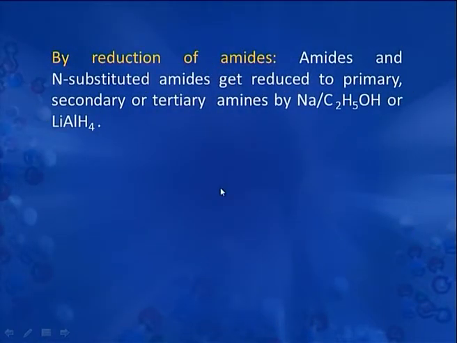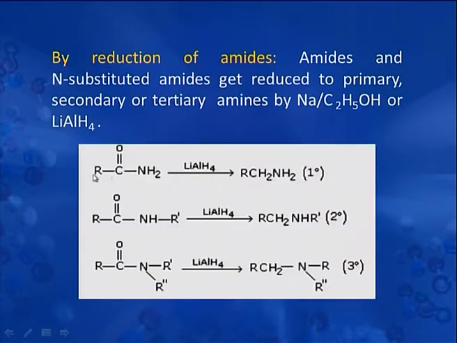The reduction of amides also forms amines. Amides on reduction form primary amine, whereas N-substituted amides upon reduction form secondary and tertiary amines. You can see here that this is a simple amide. Upon reduction with lithium aluminium hydride, it is forming primary amine. This is an N-alkyl amide forming secondary amine, and this is an N-dialkyl amide. This forms tertiary amine upon reduction with either lithium aluminium hydride or by reduction using sodium and ethanol.